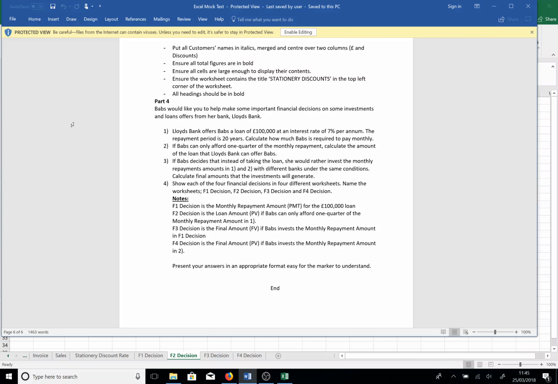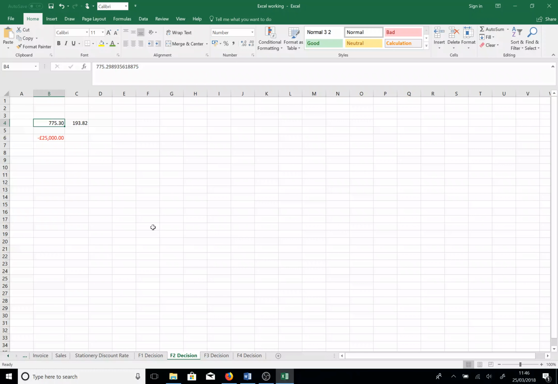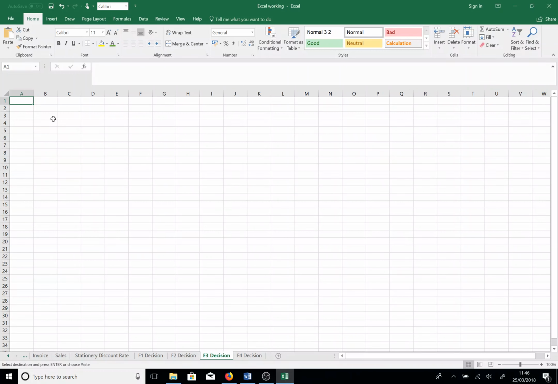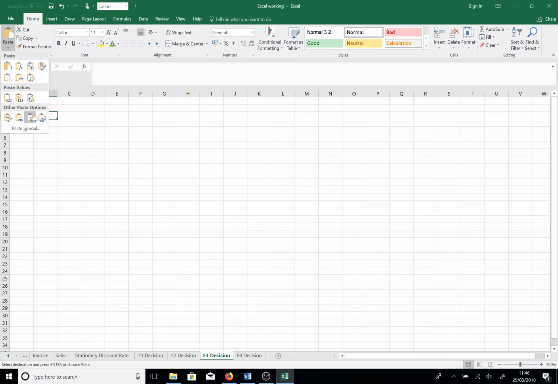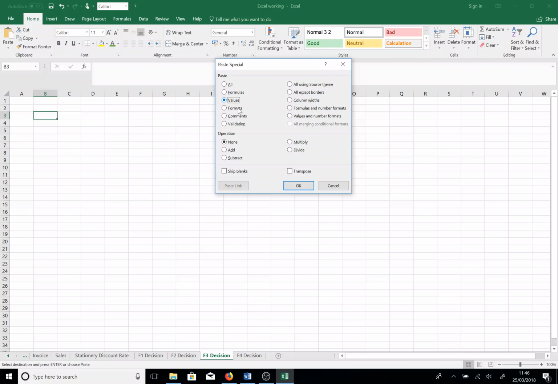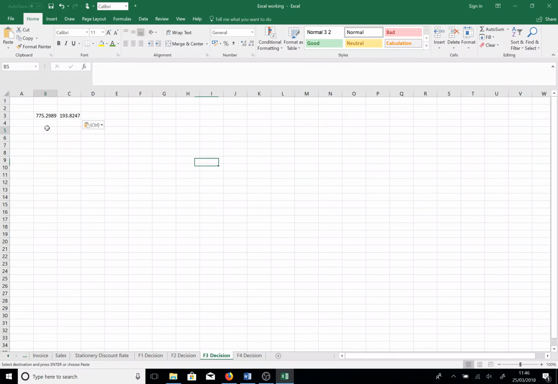If Babs decides that instead of taking the loan, she would rather invest the repayment amounts in the two different ranks, okay, that's just the future value. That's how much you'll be paying back in the future. So copy and paste those amounts. You're going to paste special as values. Just copy and paste them as values across. And what you would do is just do that. It's the future value this time.